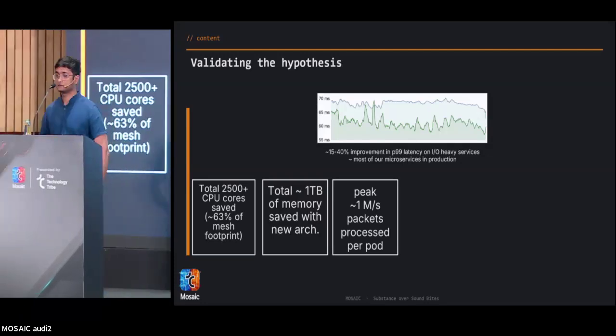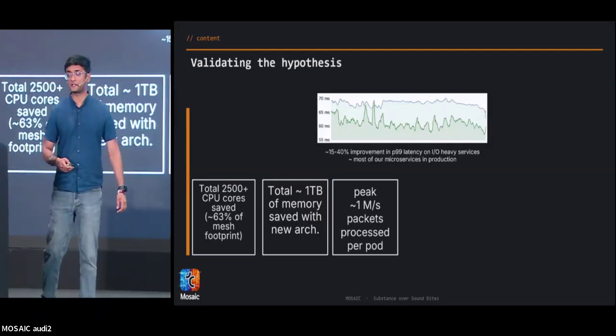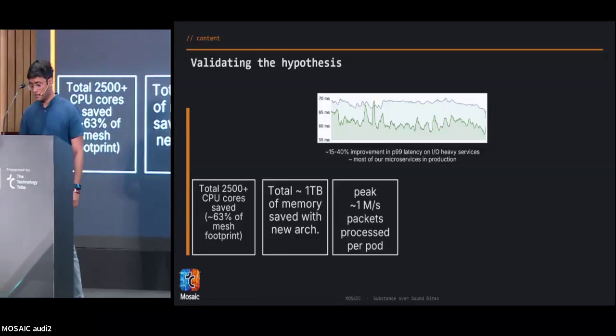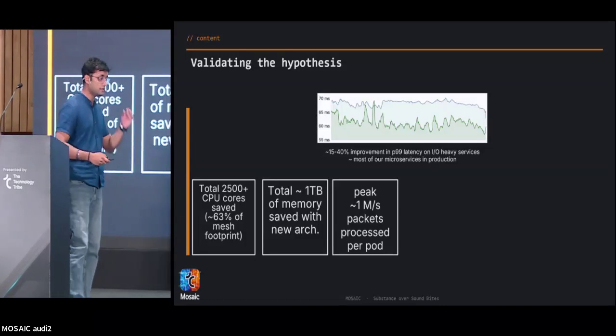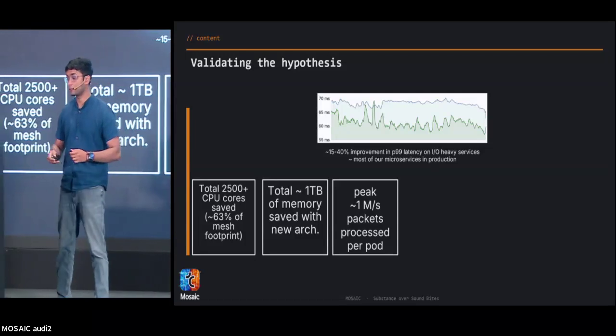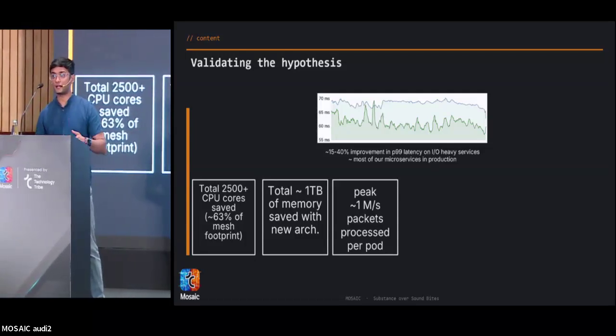We now handle close to 1 million packets per second on average for one single pod. And the eBPF program evaluates these packets per CPU. So now the evaluation is parallelized as well.